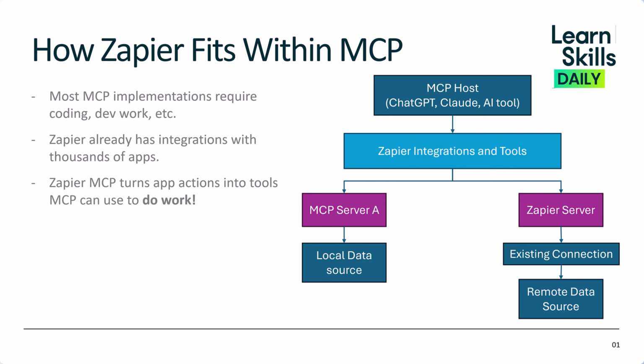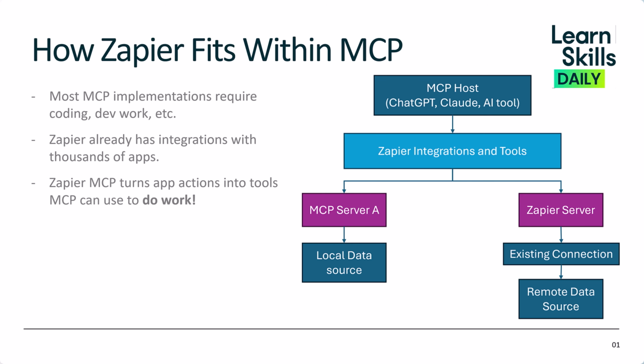So how does Zapier fit within MCP? See, most MCP implementations require coding, development work, lots of hands-on manipulation and maintenance to make things work. The good news is that Zapier already has integrations with thousands of different apps. So utilizing those existing connections, Zapier MCP turns app actions into tools that MCP can use to actually do work. Instead of building these connections from scratch, Zapier already has the integrations in place. It's just providing it in this MCP framework that AI can use to actually do work and make decisions.